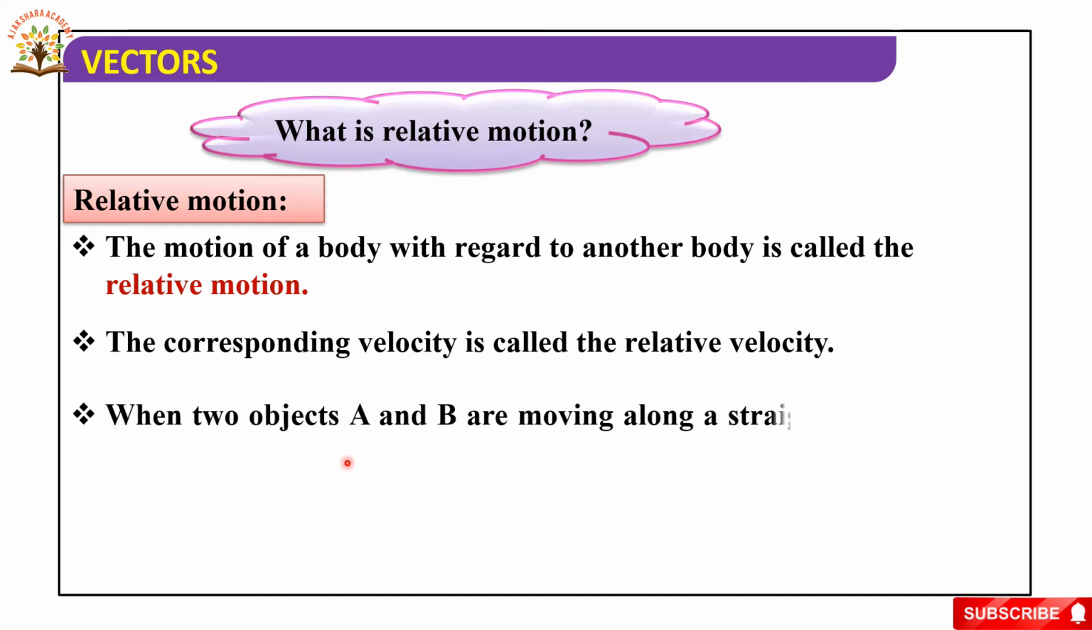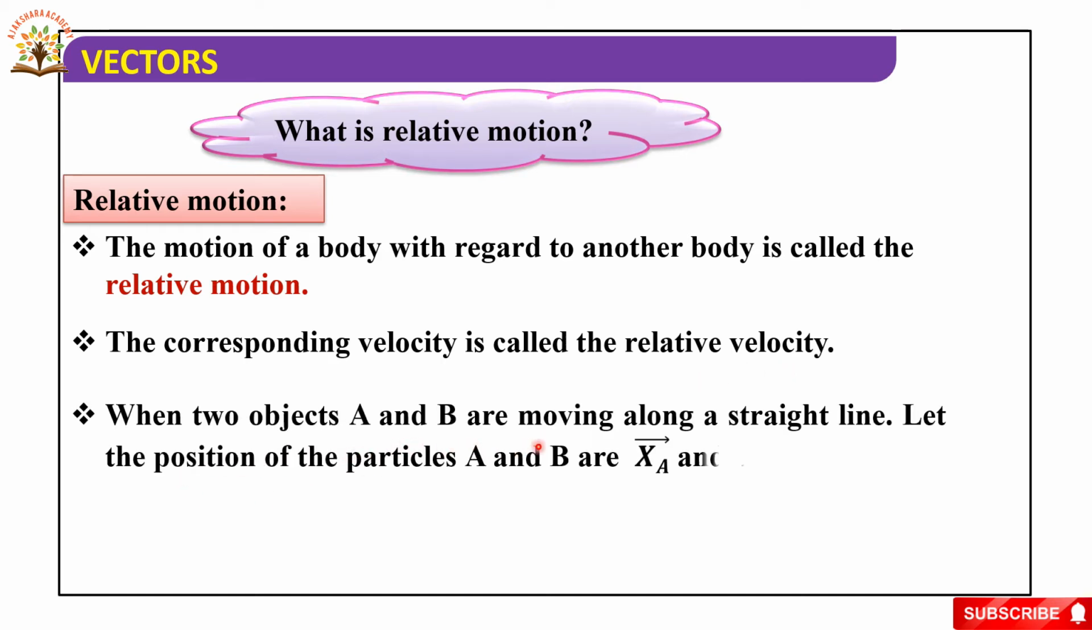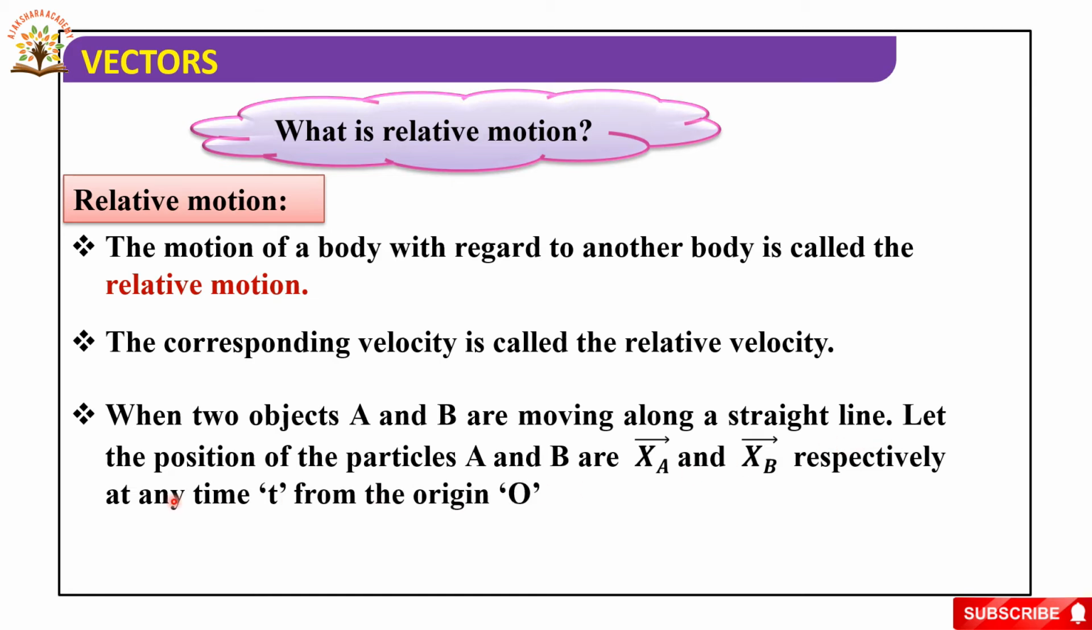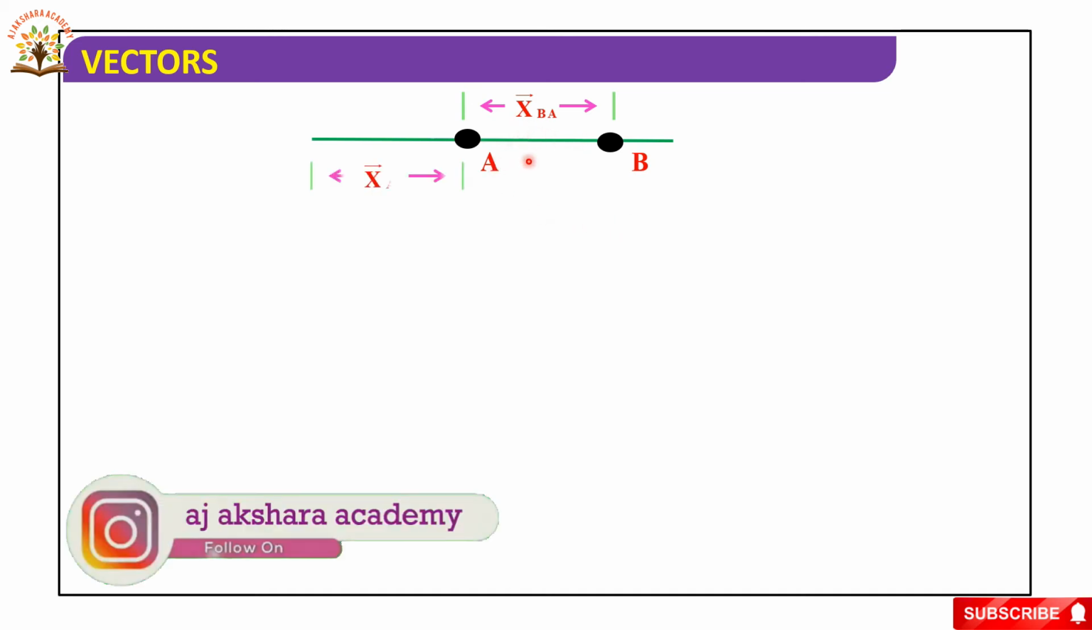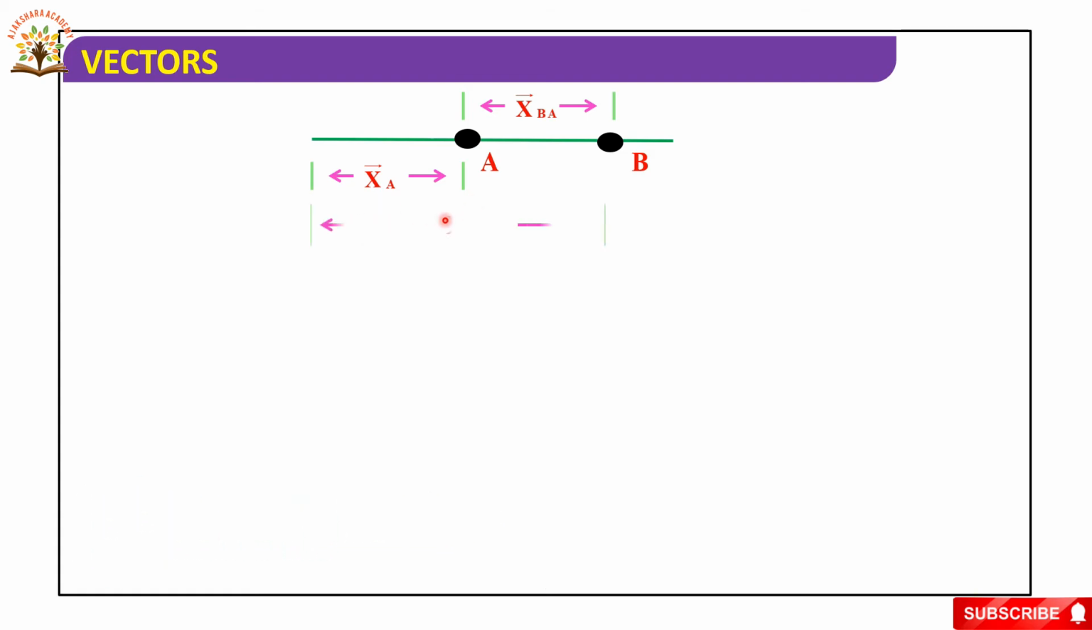Next, when two bodies or objects A and B are moving along a straight line, let the positions of the particles A and B be x A bar and x B bar respectively at any time t from the origin O. Now this is the straight line, and here we are taking A bar and B bar, and this is the relative position x B A bar. For body A it is x A bar, and for body B it is x B bar.